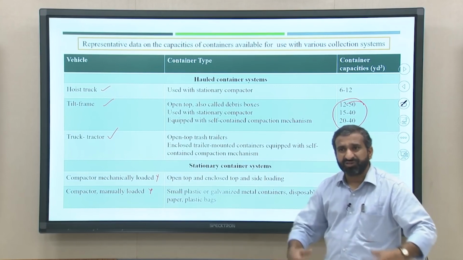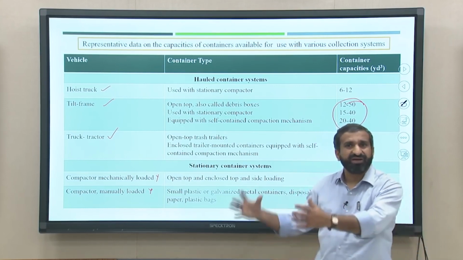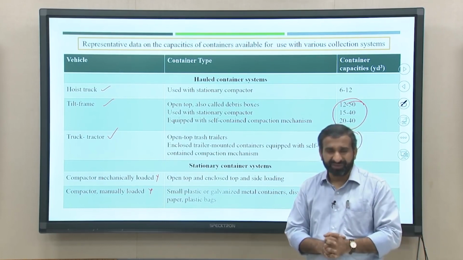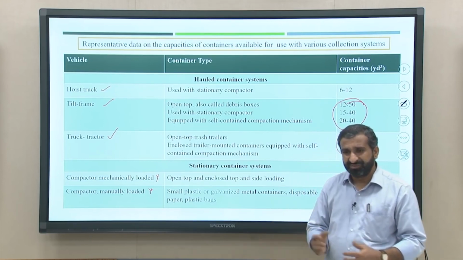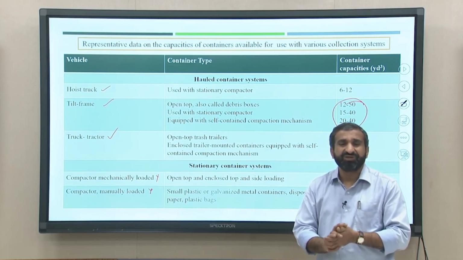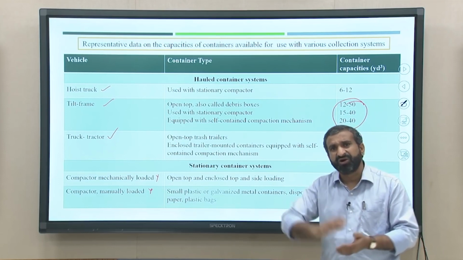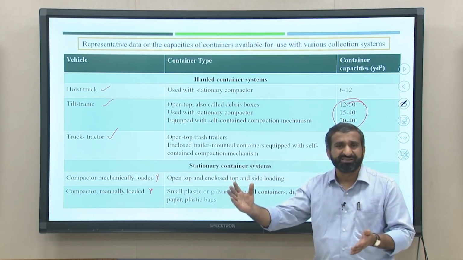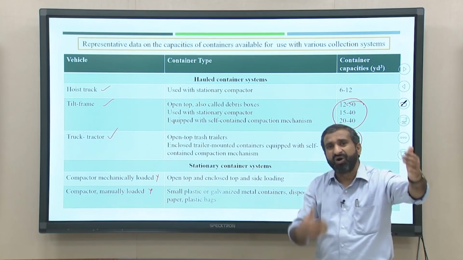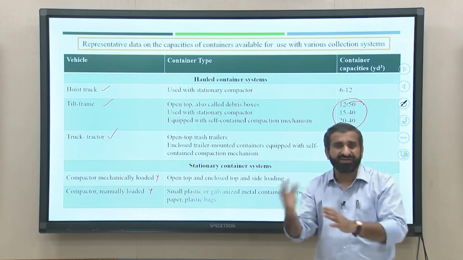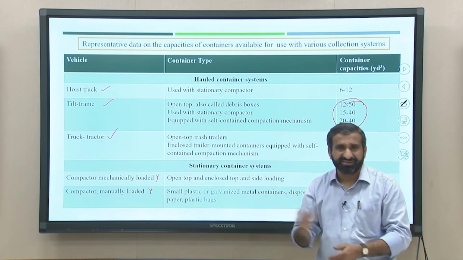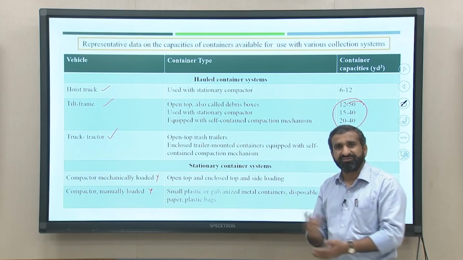So, it is possible that some locations have the haul container system and some locations have the stationary container system. In the next lecture we will also go through some examples. Based on that we can finalize, especially with regard to haul distance, meaning the distance from the location to the disposal site or recycling facility. Based on that, how best we can finalize the benefits of the haul container system or stationary container system will go into the next few lectures.